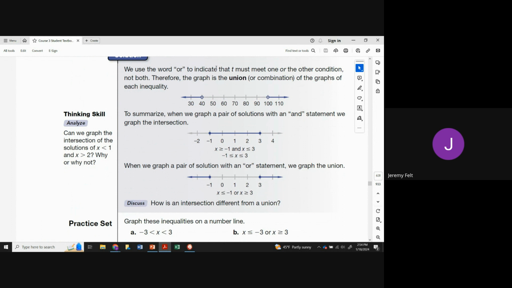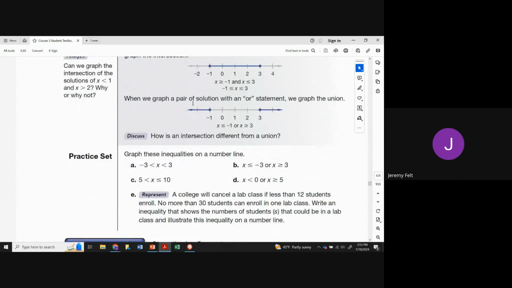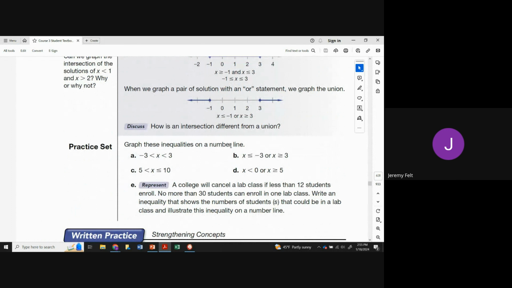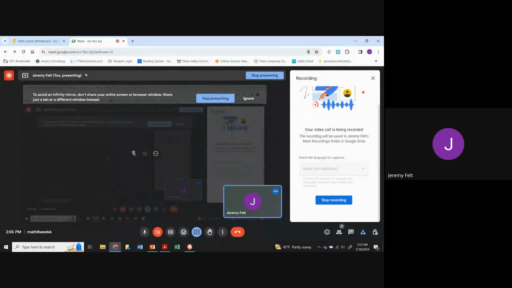We use the word or to indicate that T must meet one or the other condition, not both. Therefore, the graph is the union, or combination, of the graphs of each inequality. So we graphed one and then the other. They're not running together, they're running apart. It's got to meet one or the other. If it's 30, that's not greater than 100, but it's less than 40, so it meets one of the two. So we're going to close it. All right, we'll go over these inequalities in class when we return.